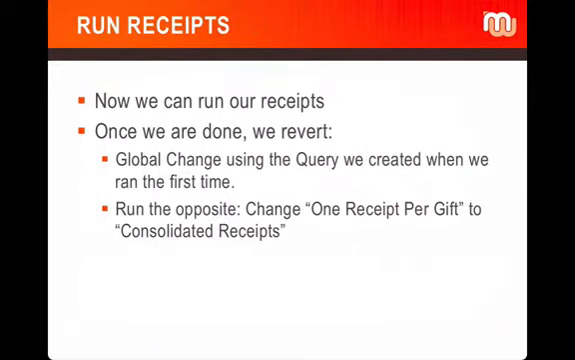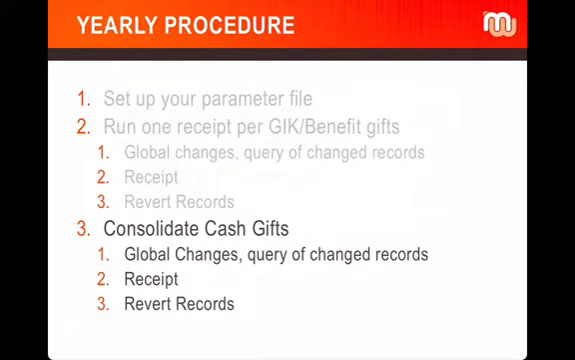So now you run your receipts. Once you're done, you revert it. So again, doing the global change, you create that query of records that were changed, and you use that to select what you're going to change this time. It's only going to select the people who were changed, and you just flip the result. And then, so you've gone through basically the first two parts. You go and flip it and do the other way.